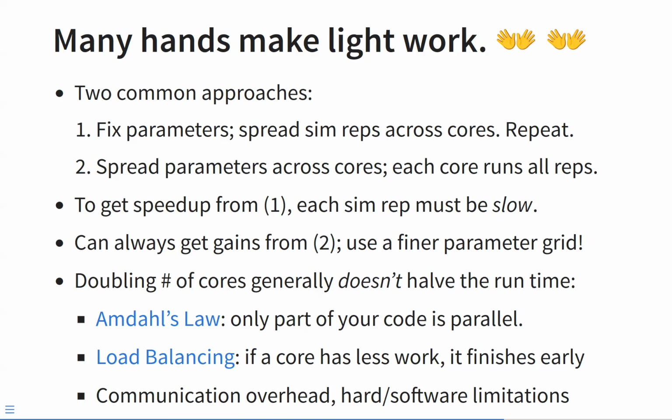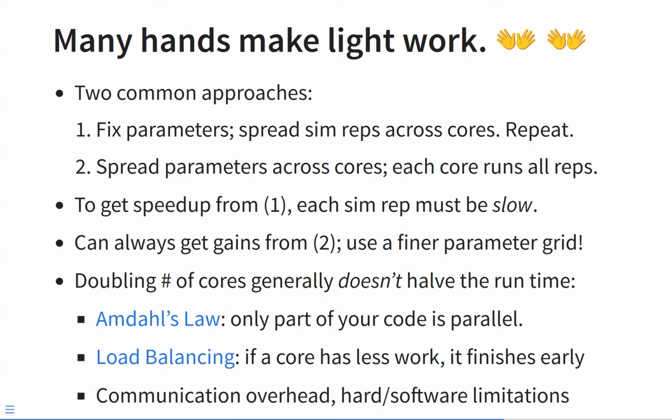So, there are several common approaches to parallelization of a Monte Carlo simulation, and here they are. First, we could hold the parameters fixed. So we could take the simulation parameters and then spread the simulation replications across cores. We could then repeat for different values of the simulation parameters.